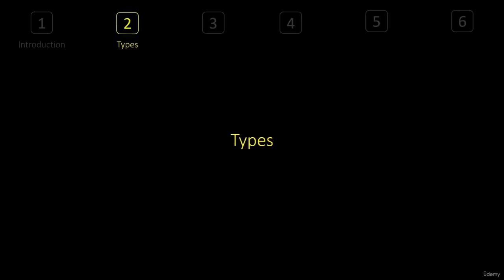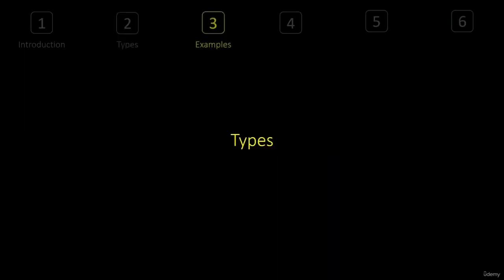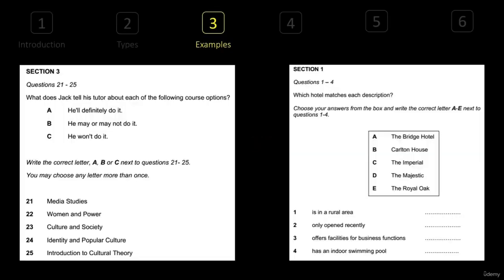Good. Now there are two main types, and these types have completely different pointers or tips and tricks. So pay attention. We'll be seeing each type with an example and how to solve these types. Now here we have two types of questions for this same matching. The first one is where options will repeat, and second where options won't repeat. Yes, let me show you what it means by them. And we'll see examples at the same time, and then we'll provide pointers for that.